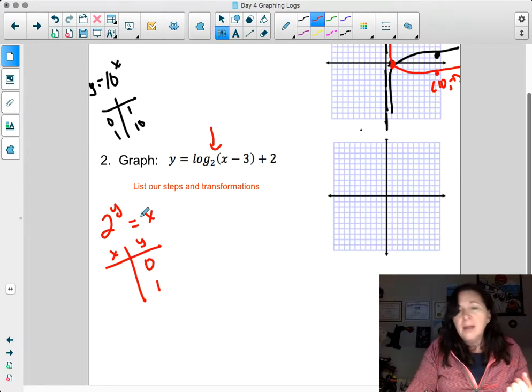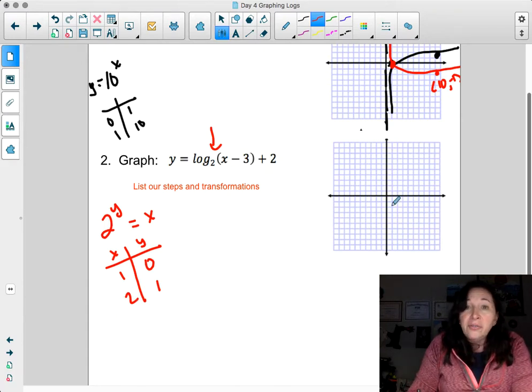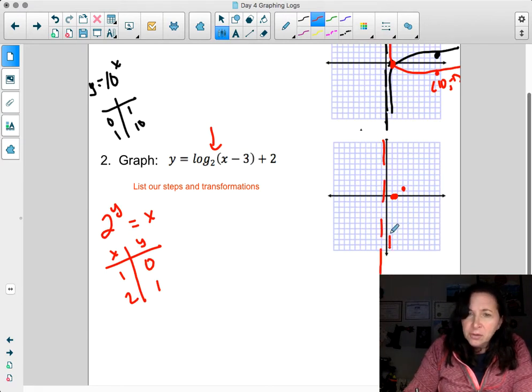So 0 and 1. If I plug in 0 for y, 2 to the 0 power is 1. If I plug in 1 for y, I get 2. So this isn't an inverse. This is just the graph of a log base 2 graph. So we have 1, 0, and then we have 2, 1. And then remember, you have an asymptote. That's a vertical asymptote. So my graph goes like this, like that.